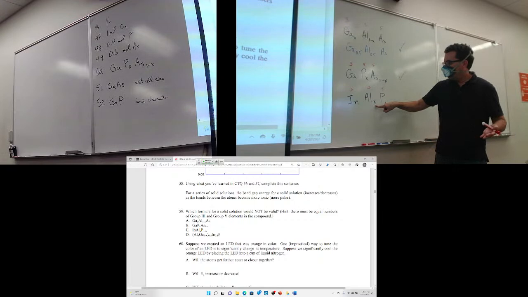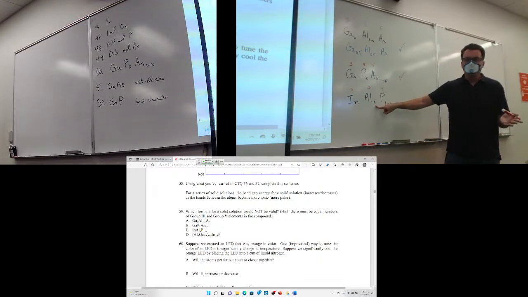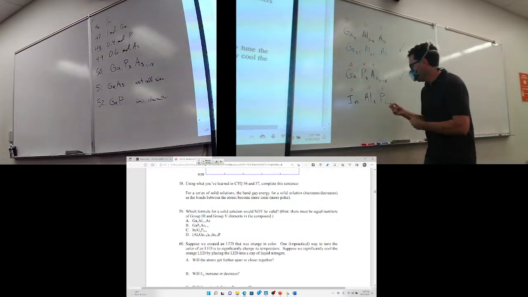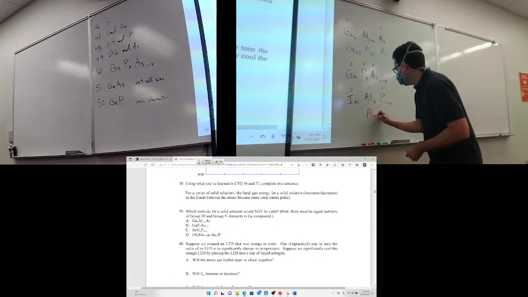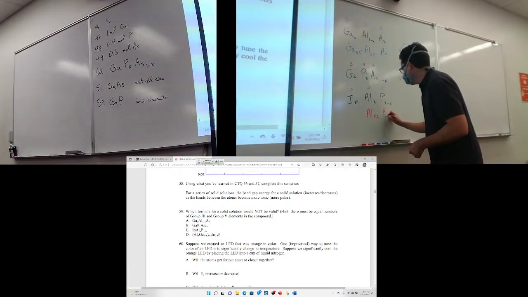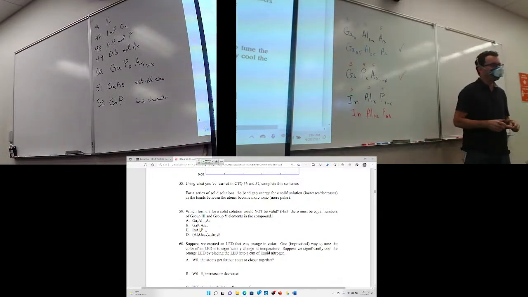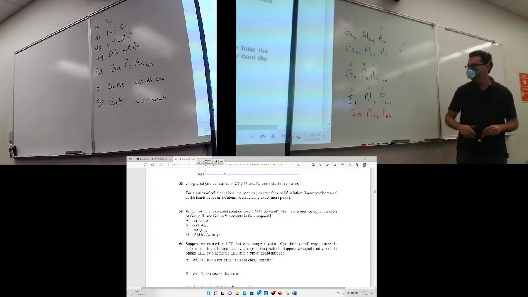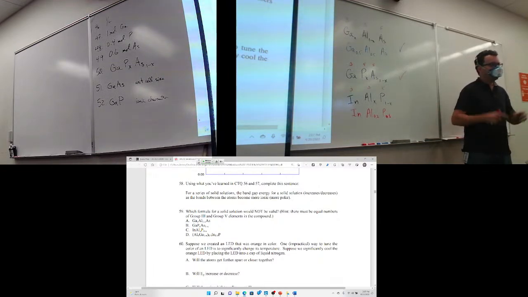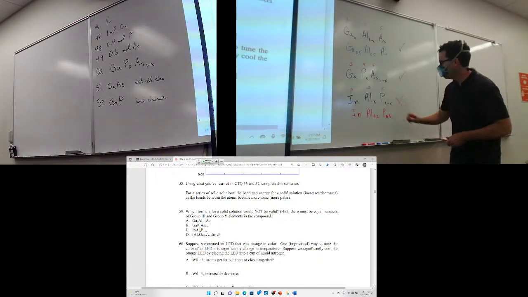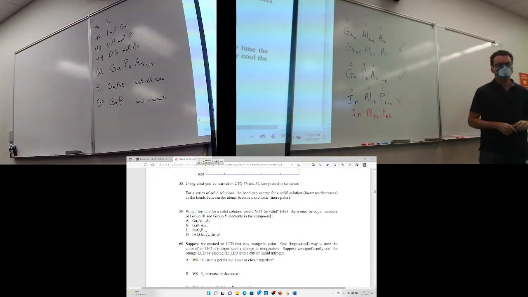So if I make X anything, other than 0, if I make it 0.2, for instance, if I have aluminum 0.2, phosphorus becomes 0.8. And suddenly I have 1.2 atoms of group 3 and 0.8 atoms of group 5. That does not average out to 4. So this one's no good. This is not a valid solid solution.